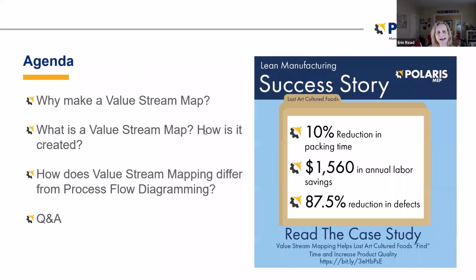So in today's info session on value stream mapping, we're going to be talking about why to make a value stream map, what it is, and I will put in the chat links to a couple of case studies on our website that reveal some of the positive outcomes. This is a little snapshot of one we did for Art Cultured Foods, where they realized a 10% reduction in packing time just from making the value stream map and making a couple of small changes, not even from doing the full overhaul. So I'm really excited about exploring that today.